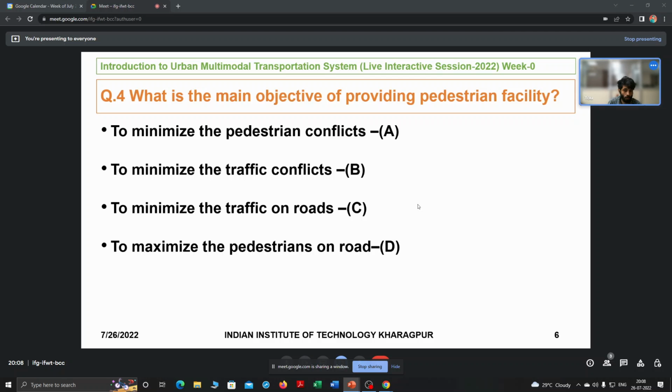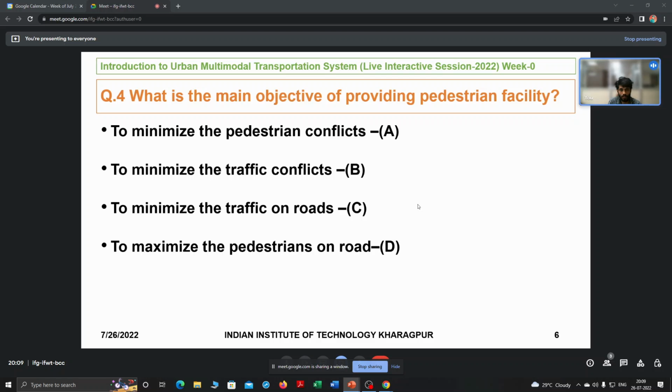To minimize the traffic conflicts? No, because traffic conflicts generally mean vehicle to vehicle conflict. So that is not the main objective. Then, to minimize the traffic on road? If you provide a pedestrian facility, how will it account for minimizing traffic? It is not possible. So C also is not the correct option. Then D is to maximize the pedestrians on road. It is not the objective to maximize the pedestrians on roads, right?